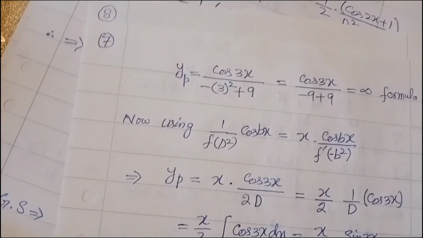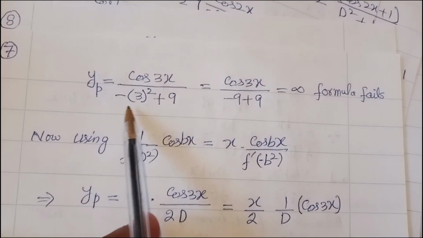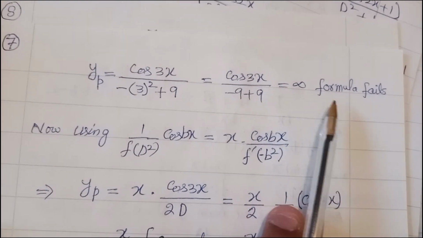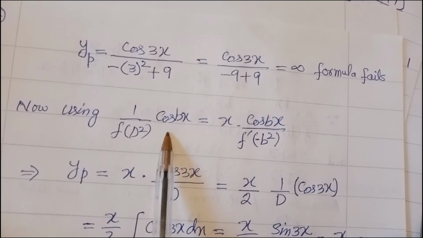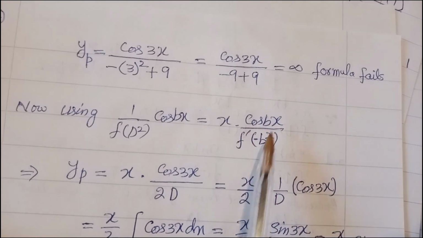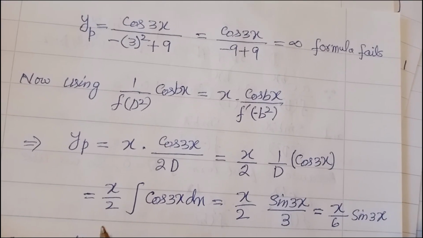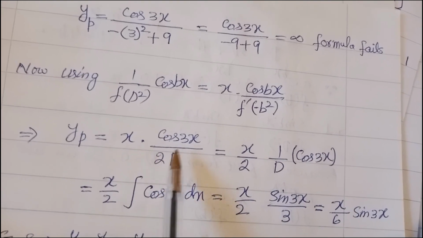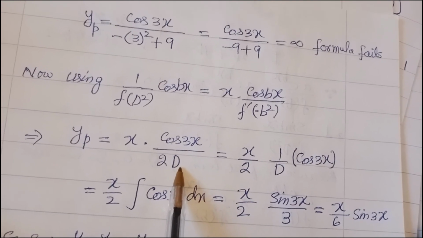Now look at this. When I substitute b here, what happened? Minus 9 plus 9, that will be 0. Formula fails. Therefore what you have to do? We apply this formula: 1 upon f of d square times cos bx is equal to x times cos bx upon f prime of minus b square. So yp will be equal to x times cos 3x upon 2d.